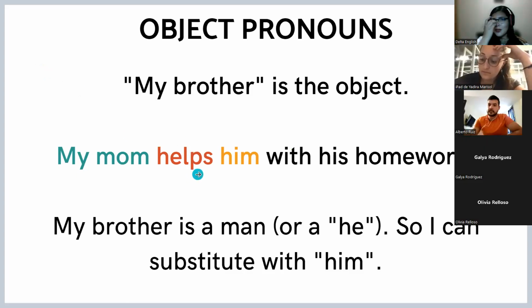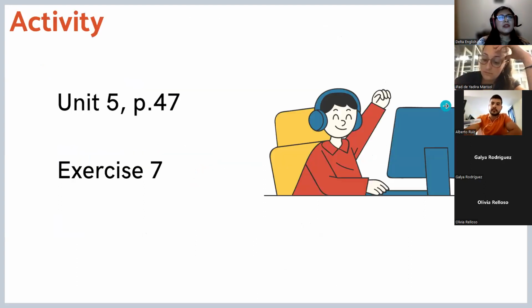Y ustedes se habrán dado cuenta que a veces cuando leemos, aquí dice him en lugar de he, o porque dice her en lugar de she, es por esto, porque a veces la persona no es la que hace, sino la que recibe. So those are the object pronouns, and that's basically how I use them.